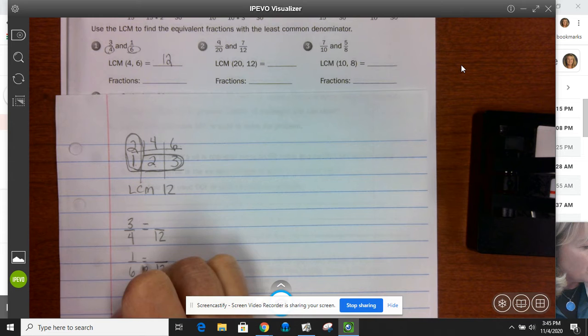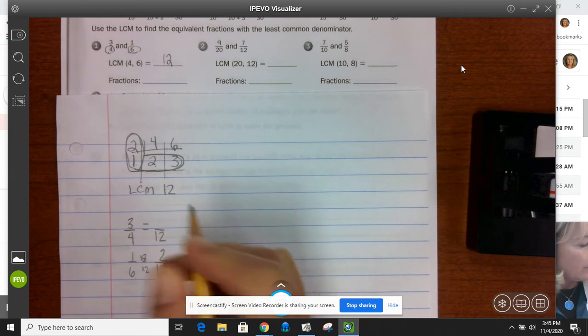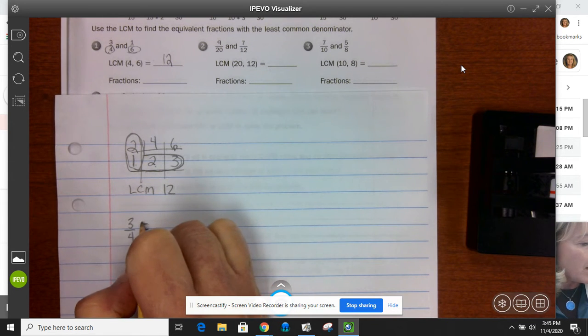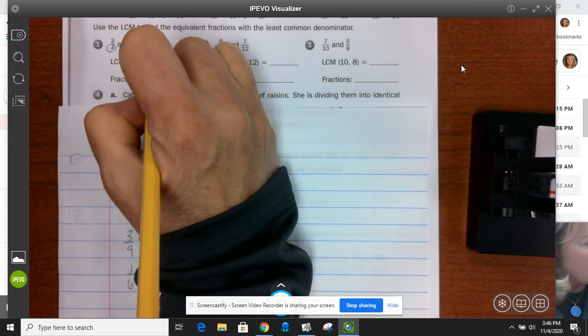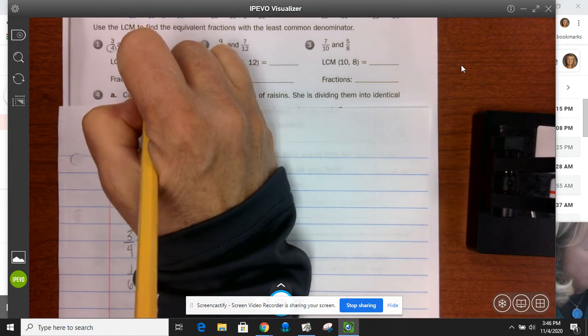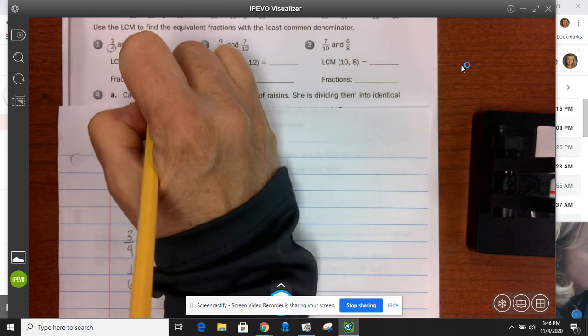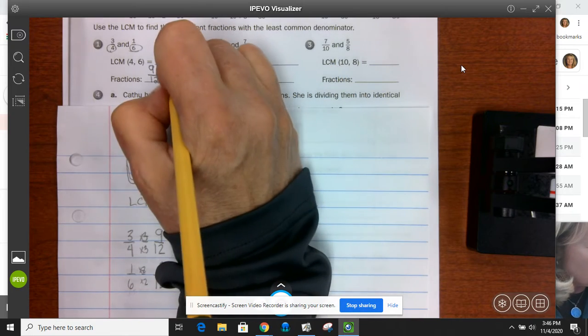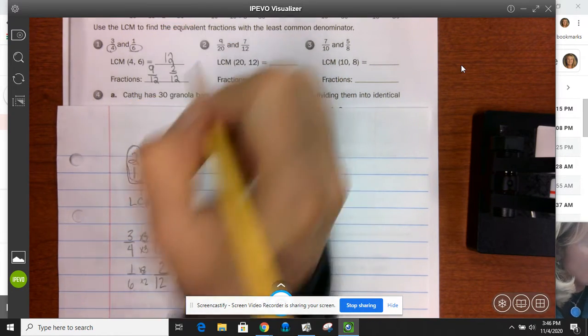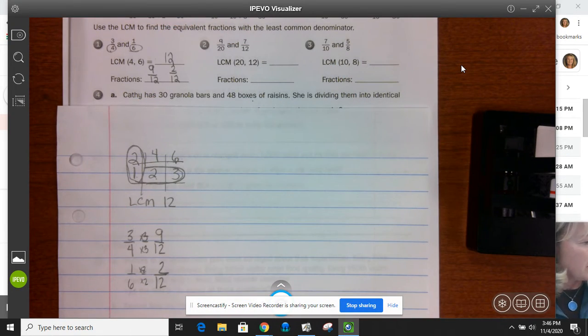6 times 2 is 12. 1 times 2 is 2. 4 times 3 is 12. 3 times 3 is 9. So our equivalent fractions are 9/12, and 1/6 is going to be 2/12. So those are our two fractions.